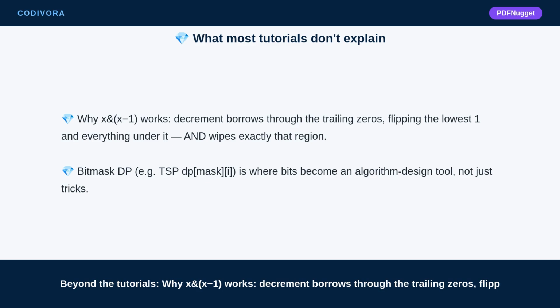And what most tutorials never tell you. Why x & (x - 1) works: decrement borrows through the trailing zeros, flipping the lowest one and everything under it.